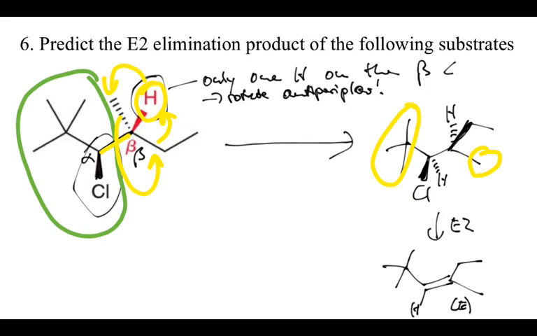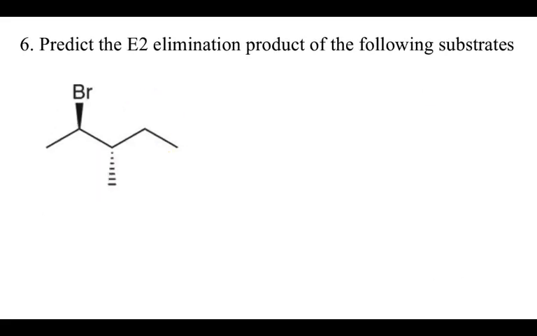Oh, the Z. Absolutely, I'm absolutely wrong. They're on the same side, okay? That means Z. German should be my native language, but I'm slowly forgetting it, okay? That's fine. That's the Z product, all right? Let's move on. Same deal here for the following substrates, right?